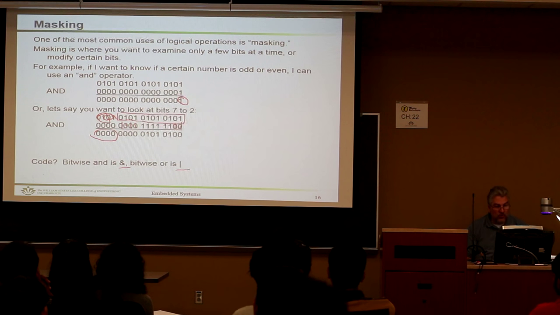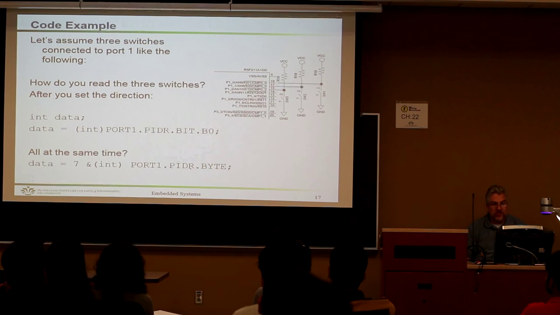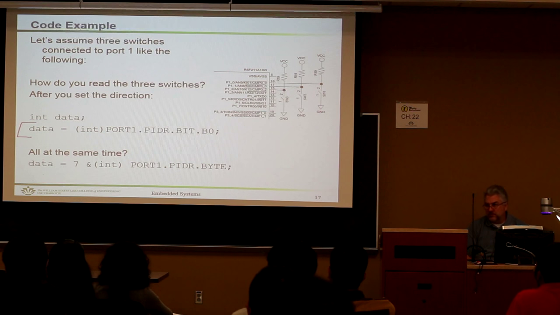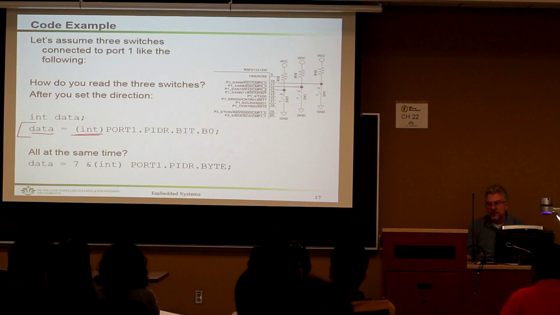There is also a bitwise OR, which will allow you to do something as well. We've looked at code examples. Specifically, let's take a look at this. What have I done in this line of code right here, which is a little bit different than what we showed earlier? Okay, we did something called typecasting. port1.bidr.bit.b0 is a single bit. So by actually casting it into an integer, it will create an entire integer. How many bits is an integer? 16 bits for our compiler, as we looked at a little bit earlier.